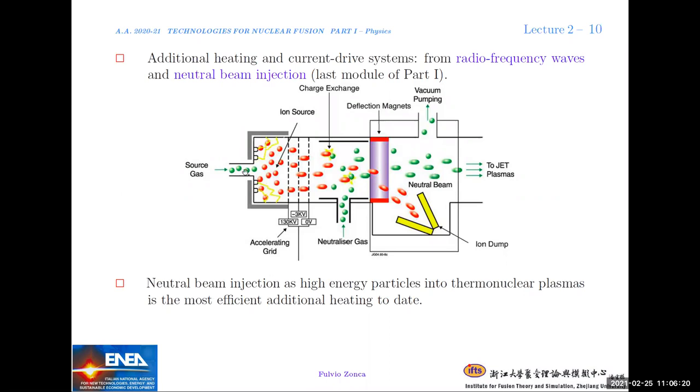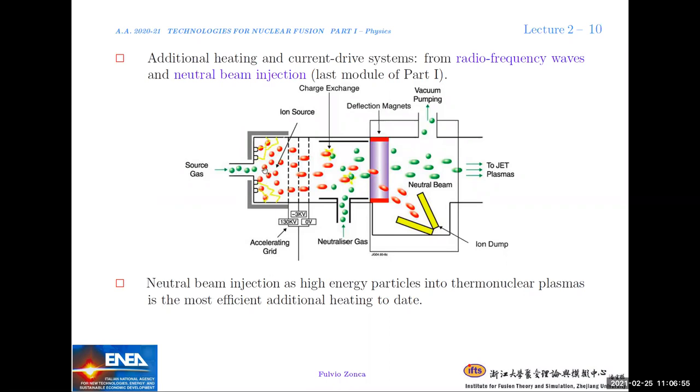So what is the process? Typically we have a source of gas, and the source of gas must be of the type of atoms you want to inject. Typically it could be deuterium or tritium, because we also have to provide nuclear fuel to the plasma that is burning continuously, both deuterium and tritium producing helium ashes that we remove from the plasma. So it's also an issue of fueling here.